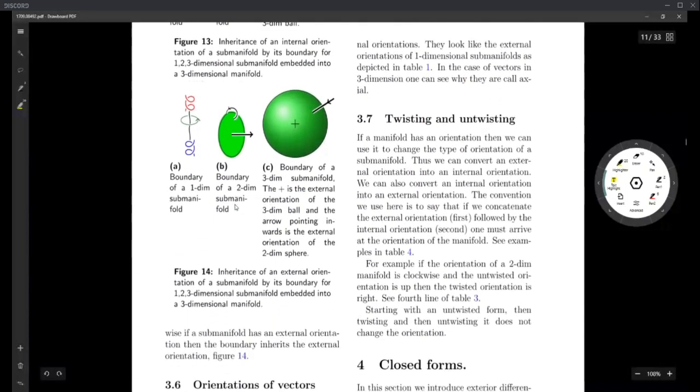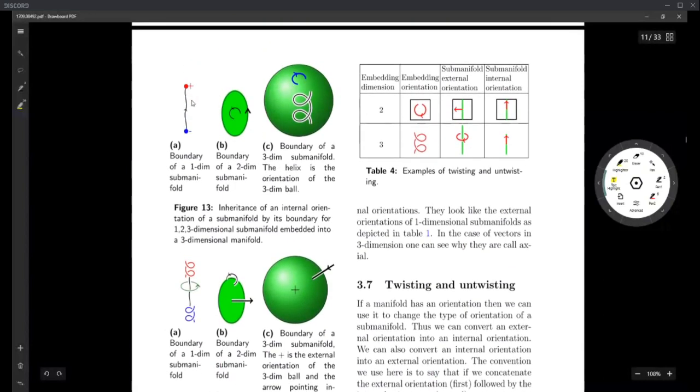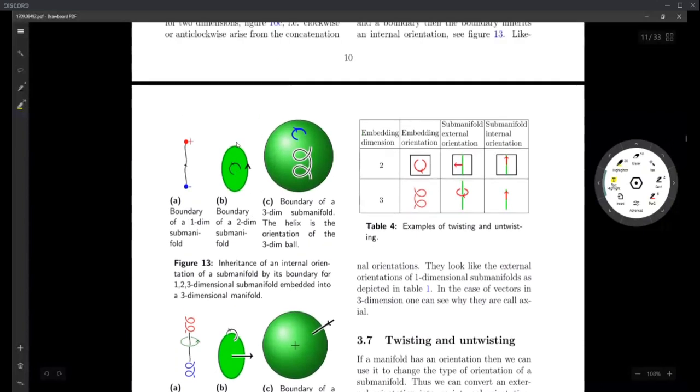And if it's an external manifold, it inherits the external orientation. Because right here, you can see the orientation of a one-dimensional manifold has pluses and minuses, and it follows the same convention. It just obtains that from the manifold it's within. So the boundary of a two-dimensional manifold, you can notice the boundary also is the arc, like an anti-clockwise arc going in.